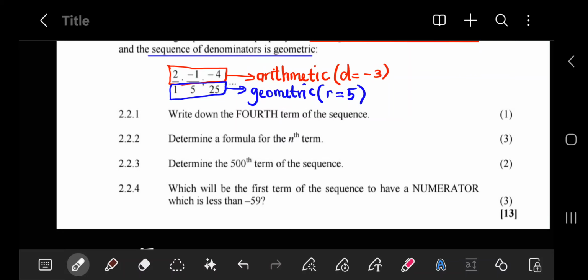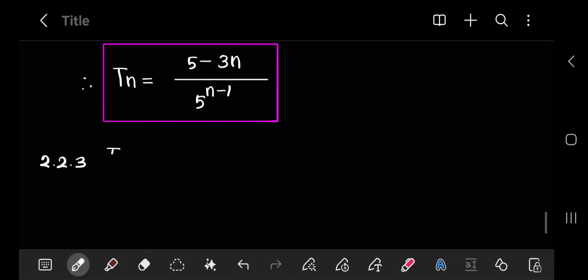Now for question 2.2.3, this is quite simple because they say determine the 500th term of the sequence. And why this is simple is because you have just calculated your general term. So to calculate T500 just requires us to substitute 500 in place of n. So that is going to be term 500. Numerator is going to be 5 minus 3 times 500. Denominator is going to be 5 to the power 500 minus 1.